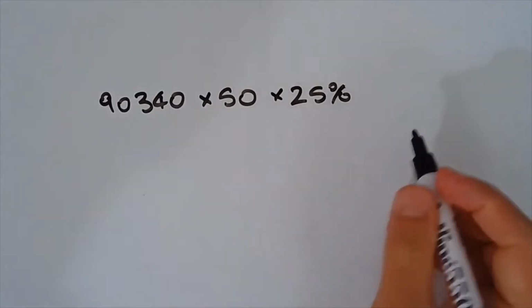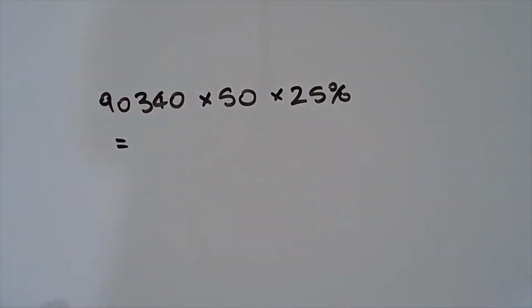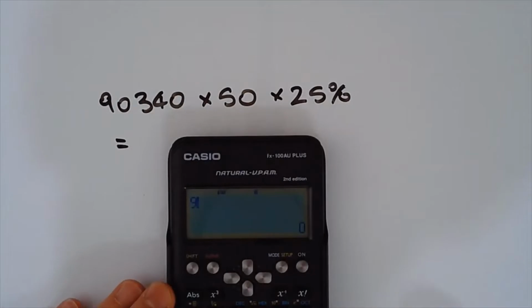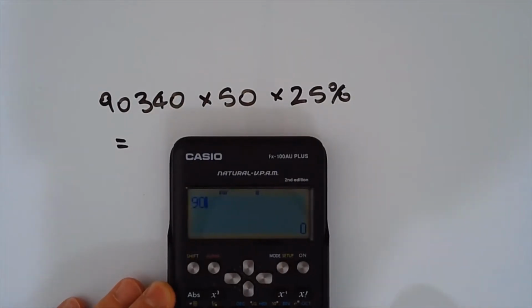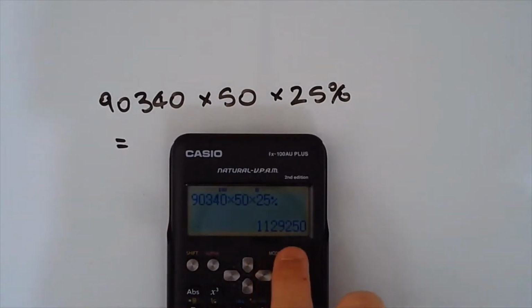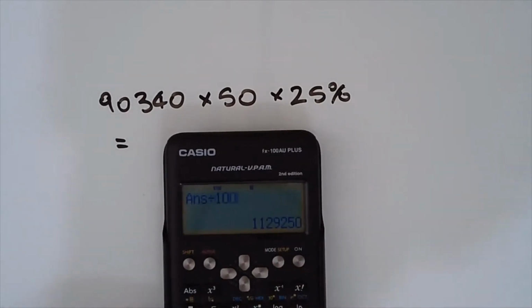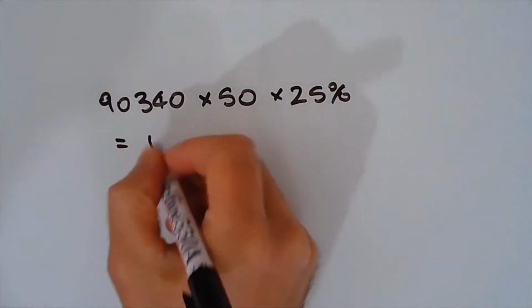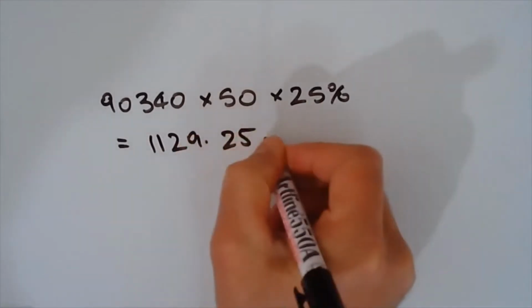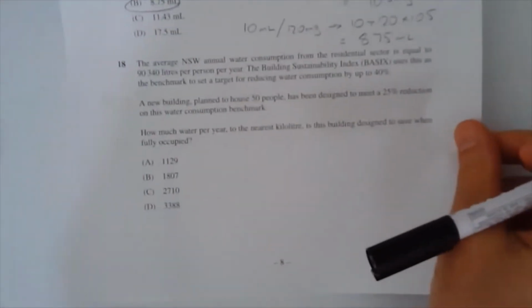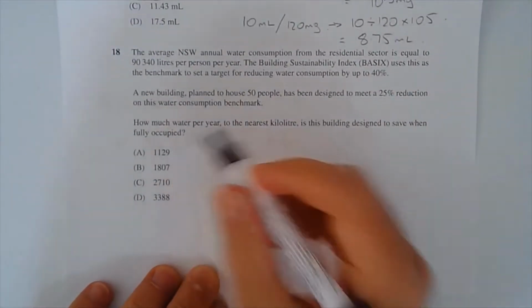Okay. And let's see what we get there. 90,340 multiplied by 50 multiplied by 25%, and we get 1,129,250. Now that's in litres. We need to convert that into kilolitres. So we divide that by 1,000 and we get 1129.25, and that's kilolitres. Okay, and the closest answer to that is option A.